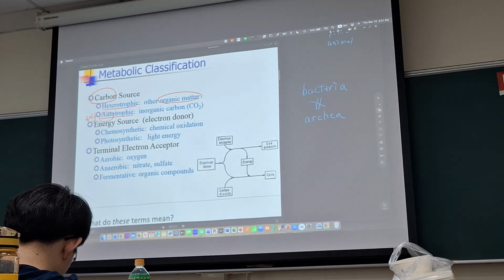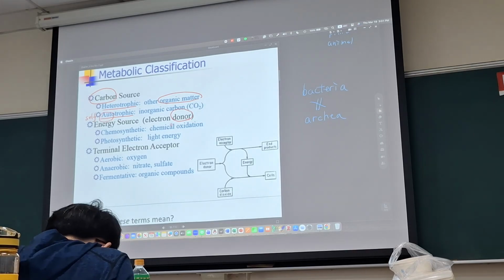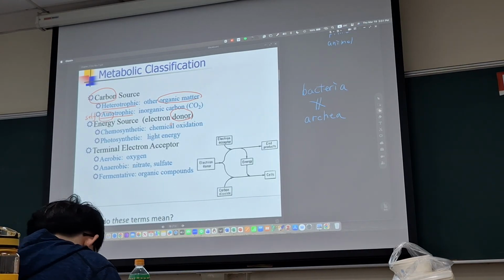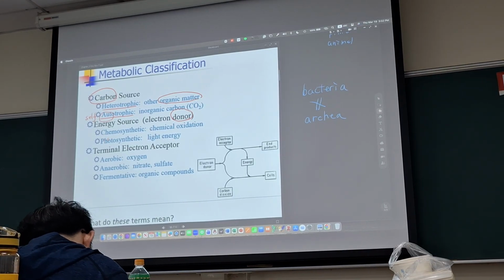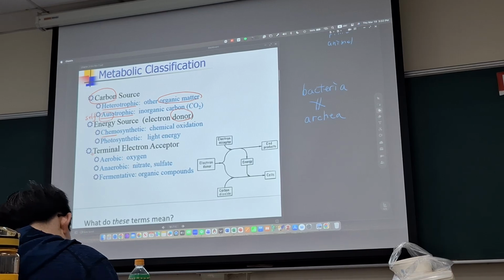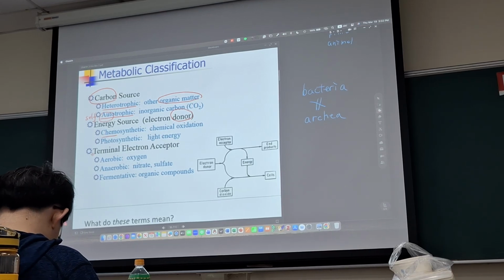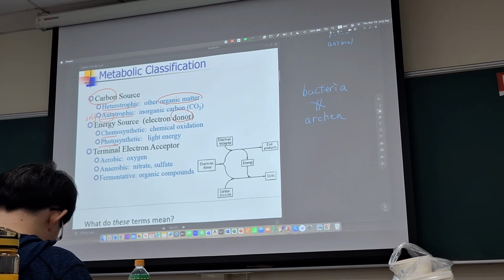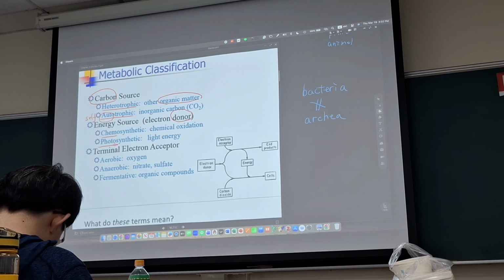Okay, the energy source, the electron donor. There are two types. One is you use chemical reactions. We call it chemosynthesis, 化学合成. The one that uses light energy, we call photosynthesis.